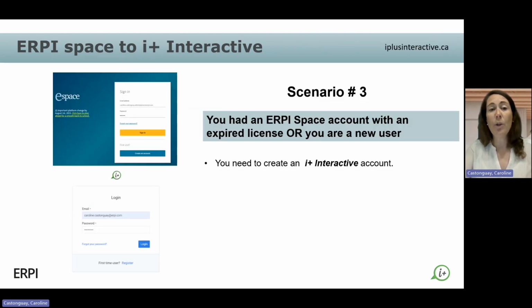The third scenario, which is probably the scenario that applies pretty much to everyone today, is that you did have an ERPI Space account, but all of your products expired during the summer, or you are a new user of our products. Then you need to create an iPlus Interactive account. And that's what we're going to take a look at in a few seconds.